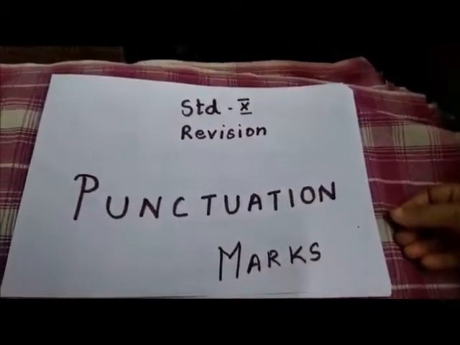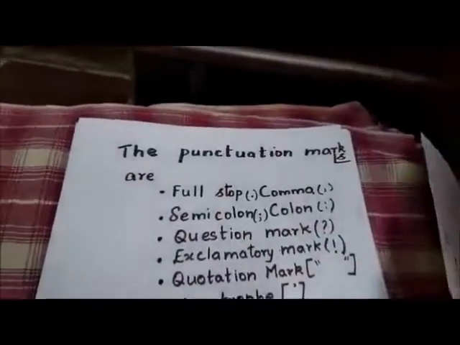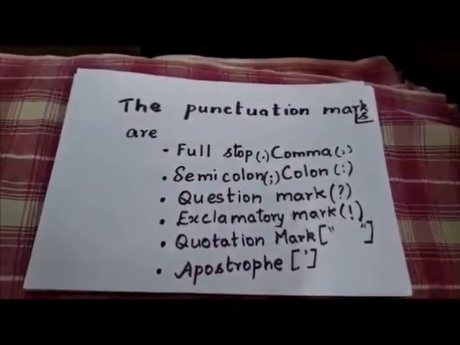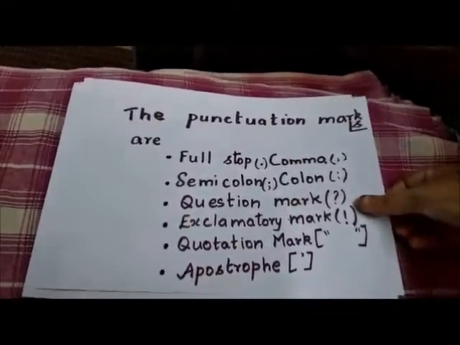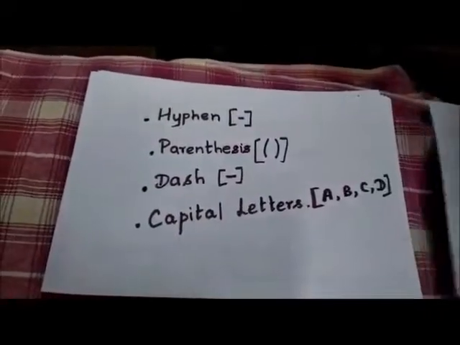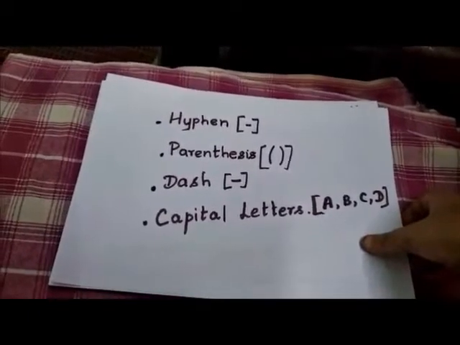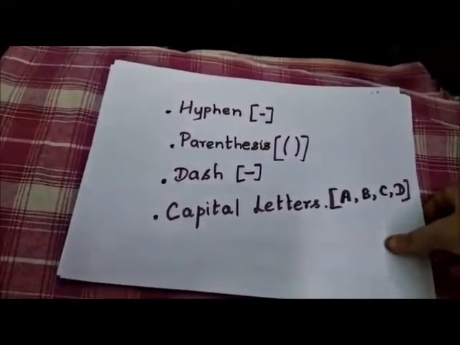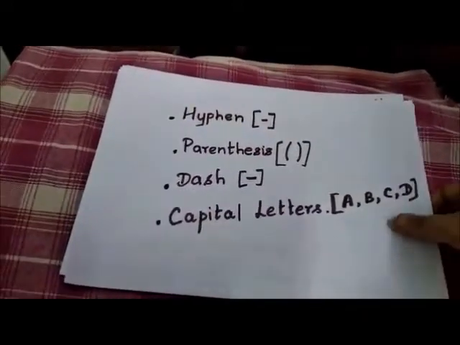Our first topic for today is punctuation marks. We are going to learn 12 punctuation marks: full stop, comma, semicolon, colon, question mark, exclamation mark, quotation marks, apostrophe, hyphen, parenthesis, dash, and capital letters. We are going to see where to use these punctuation marks, along with some examples.